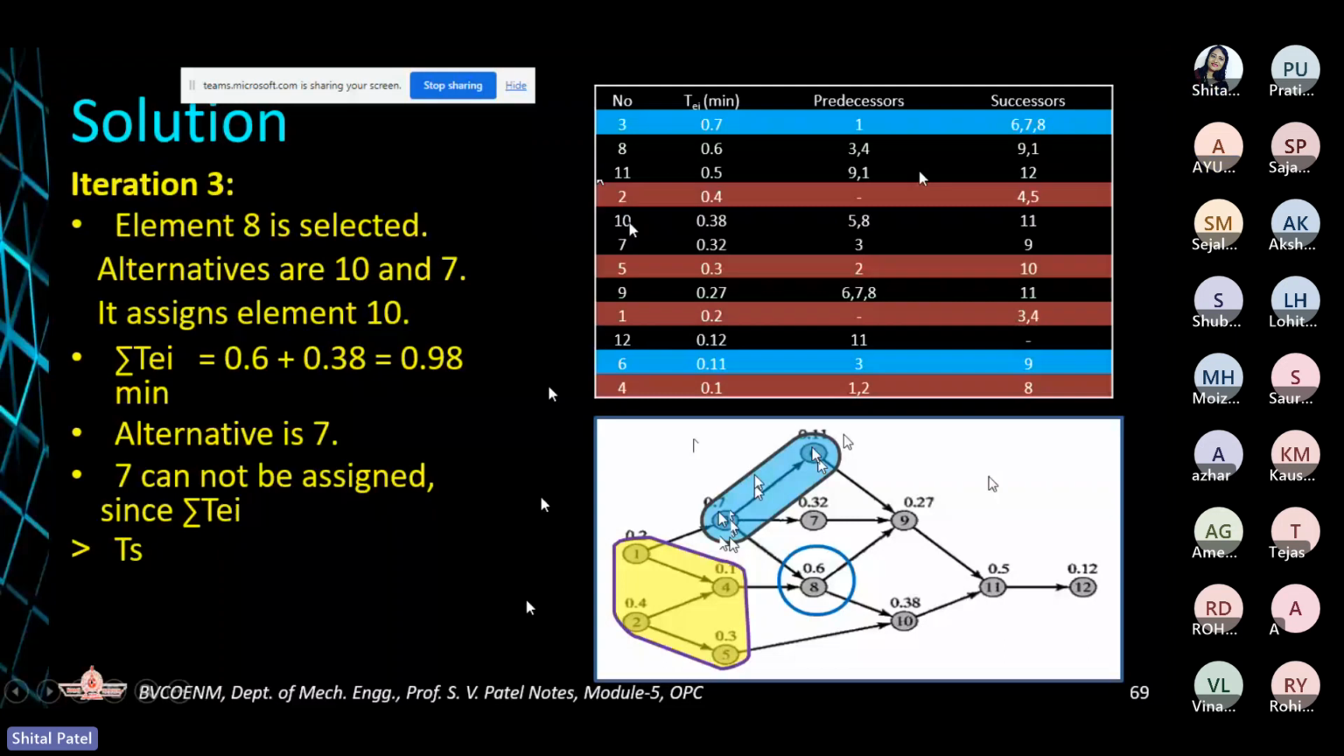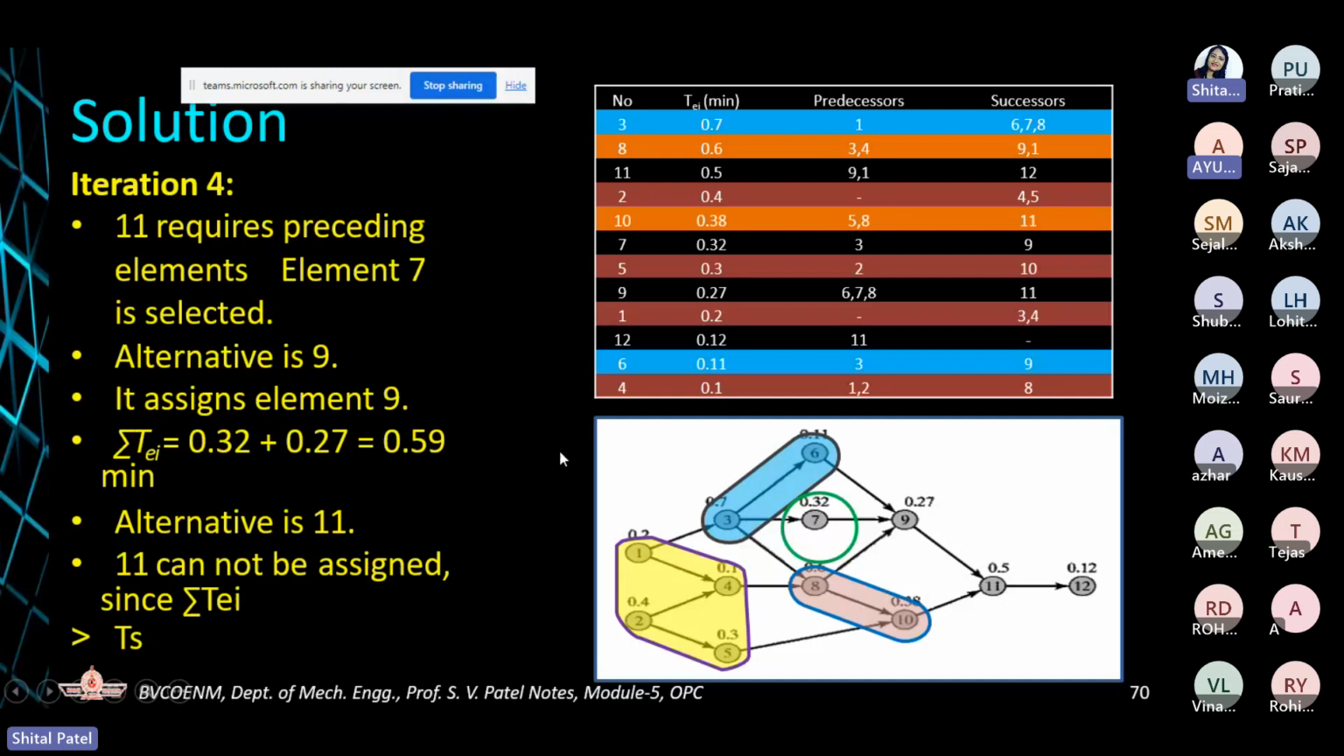And if we add 0.6 and 0.38, we get 0.98. Then can we add more? It is not possible because of the time constraint, the cycle time constraint. So workstation number 3 is going to group two activities, that is activity 8 and activity 10. So this is our workstation number 3.